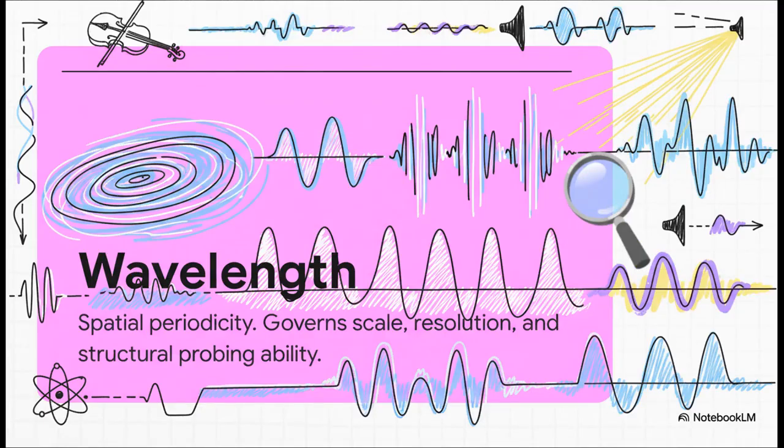Next up, wavelength. This is just the physical distance from one peak of the wave to the very next one. It's what makes a high-pitched sound different from a low one, or red light different from blue light. It really just defines the physical scale of the wave.